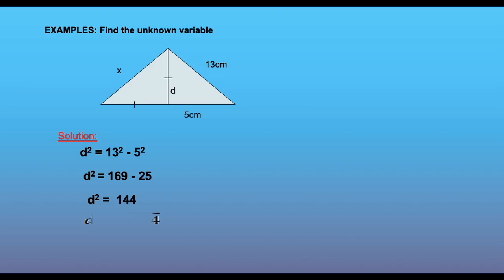Root of 144 is 12. Okay, that's it. So now we found out D. Now we will find out X. Okay, find the unknown variable. So first we found out D, now we will find out X.